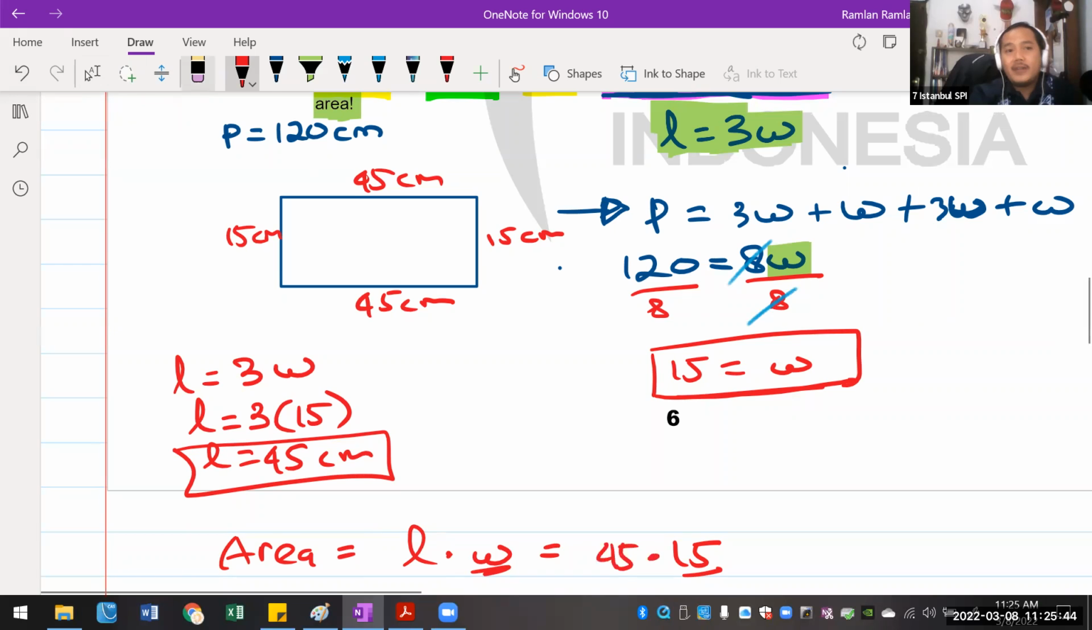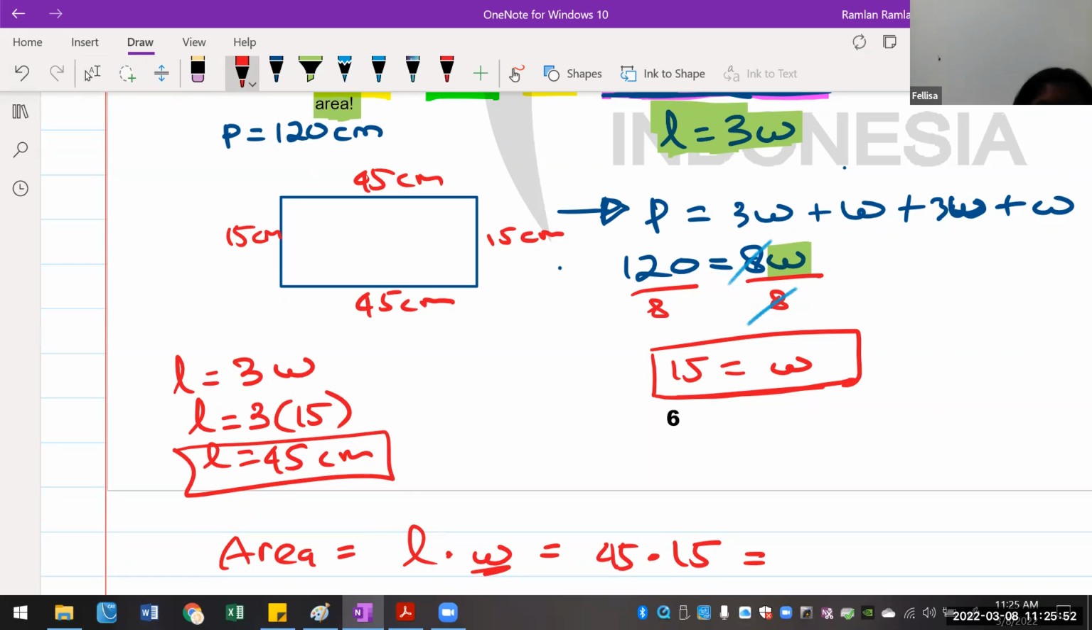Felisa, do you have a calculator with you right now? Do you have it? No. No? Okay. So actually in math, it's mandatory that everyone should have a calculator. Yeah. So this kind of calculator, I'm going to show you later. Okay, I'm going to help you with the calculation.